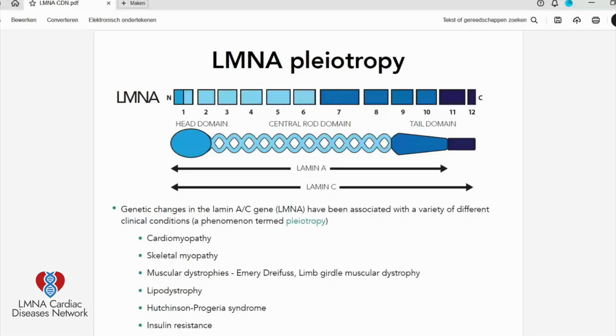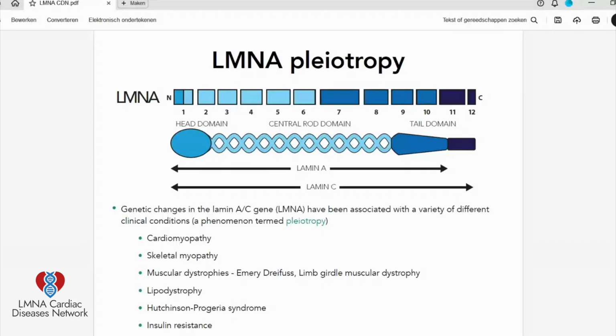What we call differential splicing, or differential isoforms, that come from the gene means that this one gene, LMNA, can code for both lamin A and lamin C. And as you can see there, lamin A is a little bit shorter. It's missing the terminal part of the tail domain compared to lamin C.